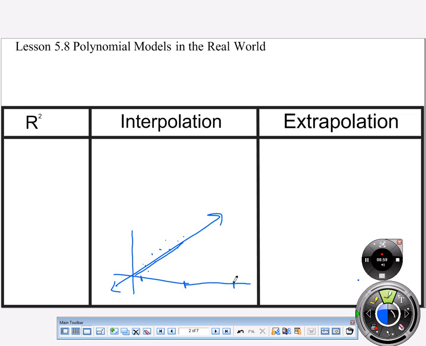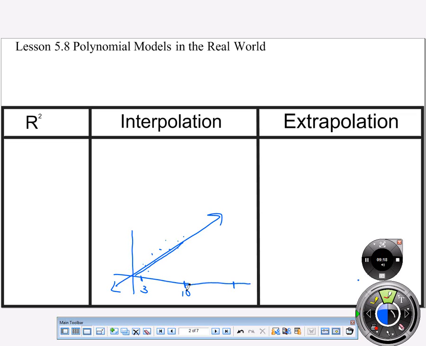So predictions that you make based on your model, your equation, but you're using x values that are within the data set. Okay, so if this was like from 3 to 10, anytime you plug in a number into your equation from 3 to 10 to figure out where this point is on your model, that's interpolation.